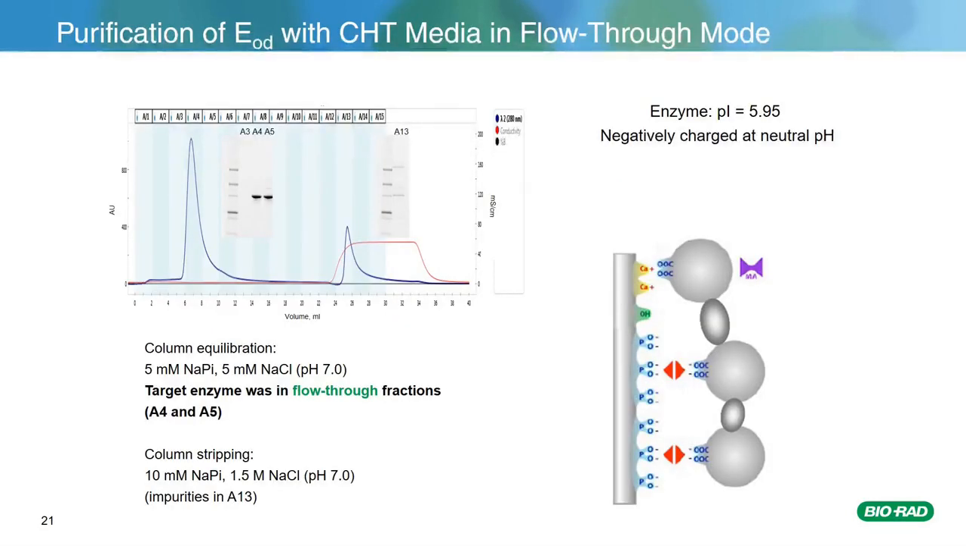With an acidic pI, this enzyme should carry negative charges at neutral pH. We anticipate a strong repulsion between the phosphoryl groups on CHT and the carboxylates of the protein in the absence of calcium ion and sodium chloride in the binding buffer. This was confirmed by the DOE screening and modeling. So we also tried to purify the enzyme in a flow-through mode. The column was equilibrated with a buffer containing 5 millimolar sodium phosphate and only 5 millimolar sodium chloride at pH 7. Impurities were effectively retained by the CHT column, while the target enzyme was in the flow-through fractions. In this case, the calcium ions played a key role in the purification mode switch.